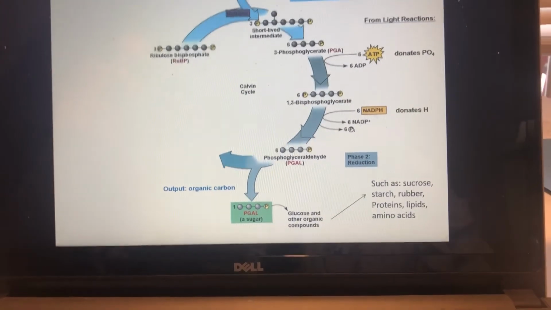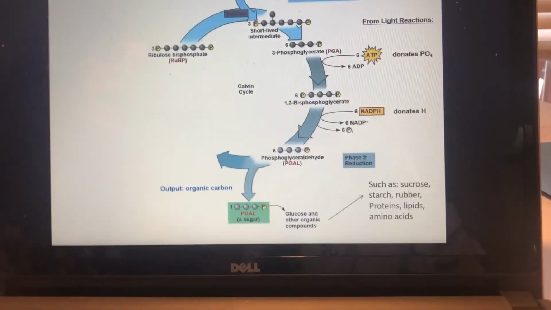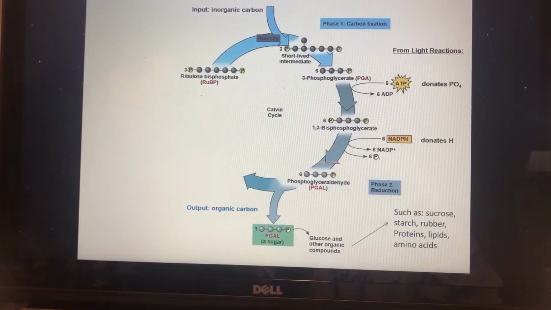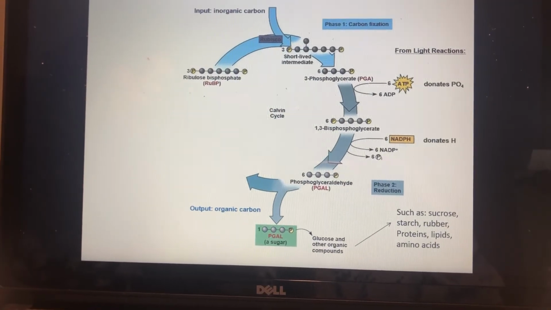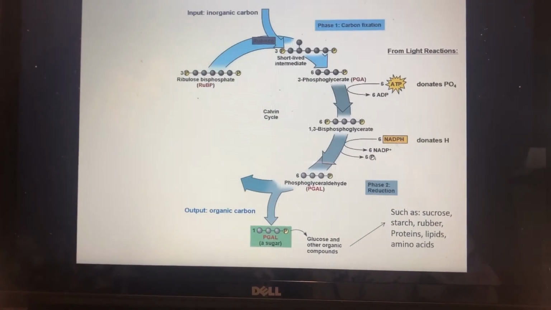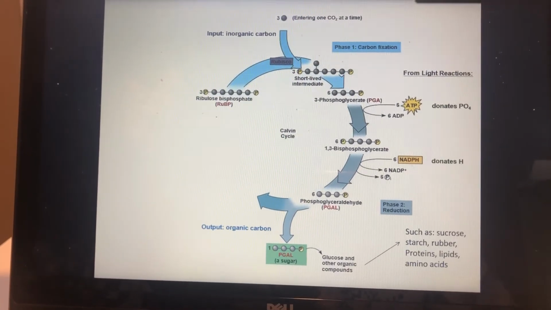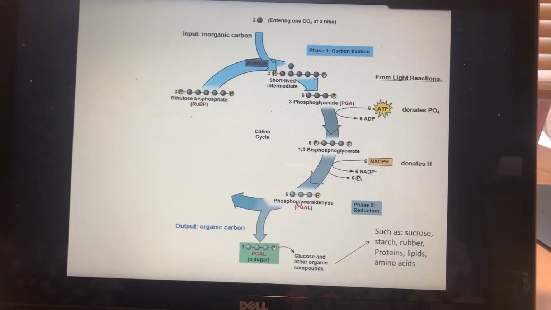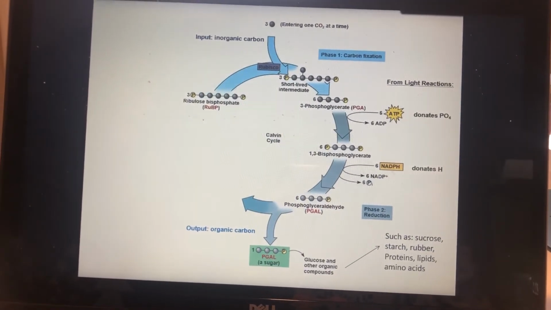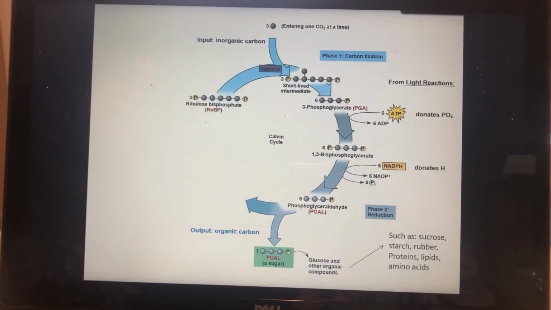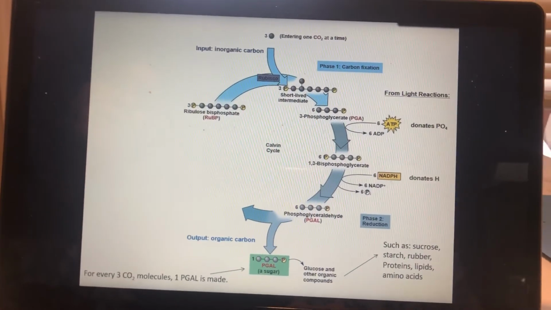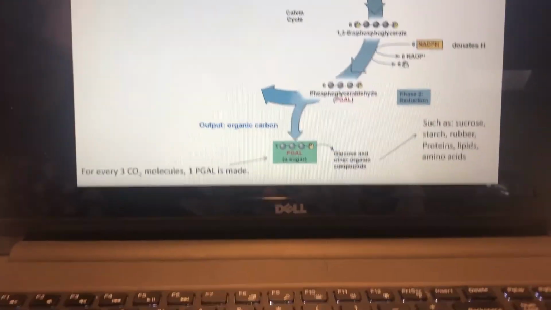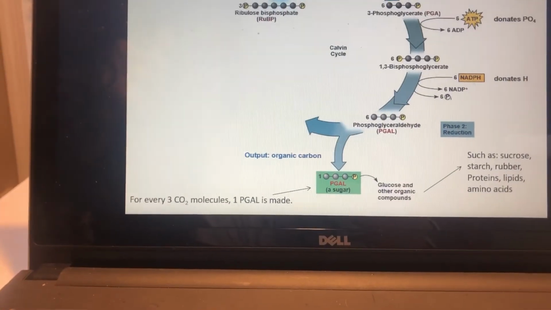Now, with PGAL, the plant can make all kinds of compounds. It can make glucose, sucrose, starch, rubber, proteins, lipids, and amino acids. And of course, if you're going to make amino acids, you're going to need nitrogen from the soil, but the plant can take the nitrogen from the soil and add it to PGAL to make amino acids. So now, for every 3 carbon dioxide molecules that we add, we get 1 PGAL molecule that the plant gets to keep.